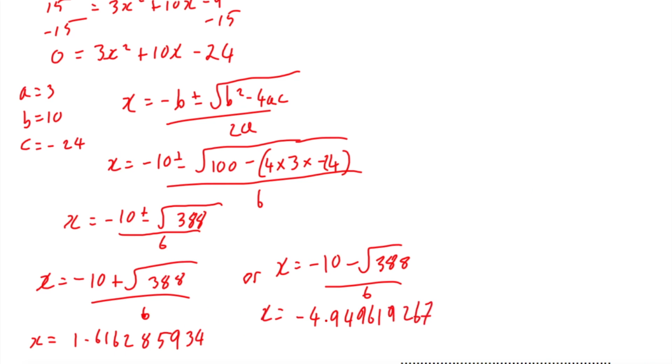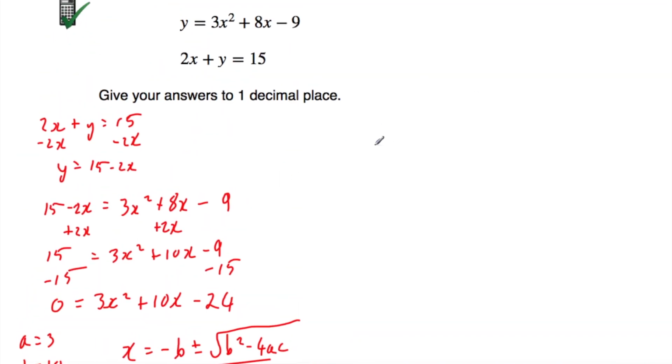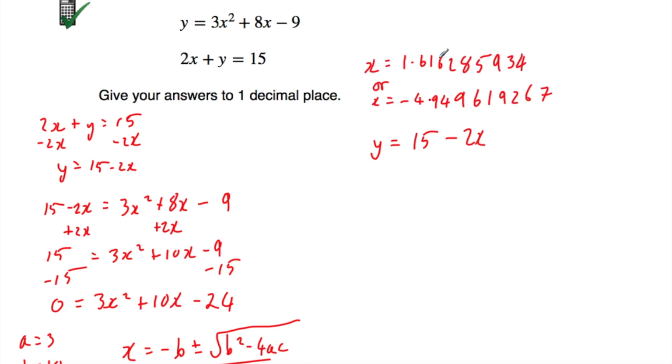Now let's find our values for y. So let's go back up. Y is equal to 15 minus 2x. So I'm just going to write our values for x here again. X equals, okay, so we've got our two values for x, and I've written them out in full here, and we've got our y. Y is equal to 15 subtract 2x. So here, whenever x is equal to 1.616 and so on, y will be equal to 15 subtract 2 times that 1.616 and so on.